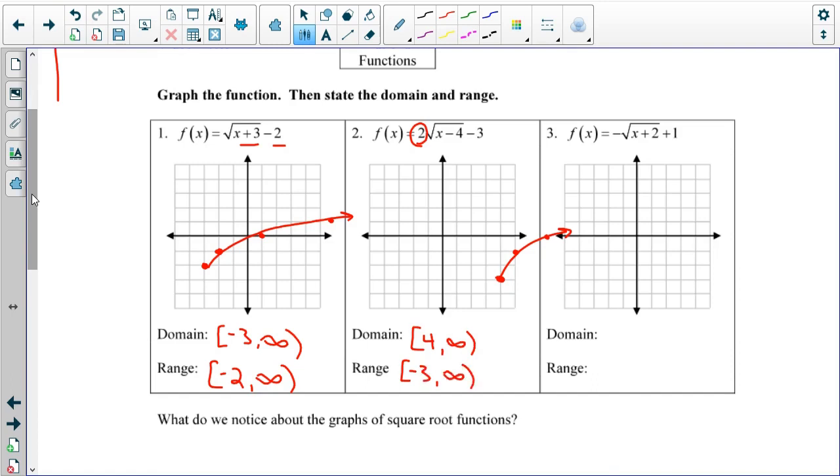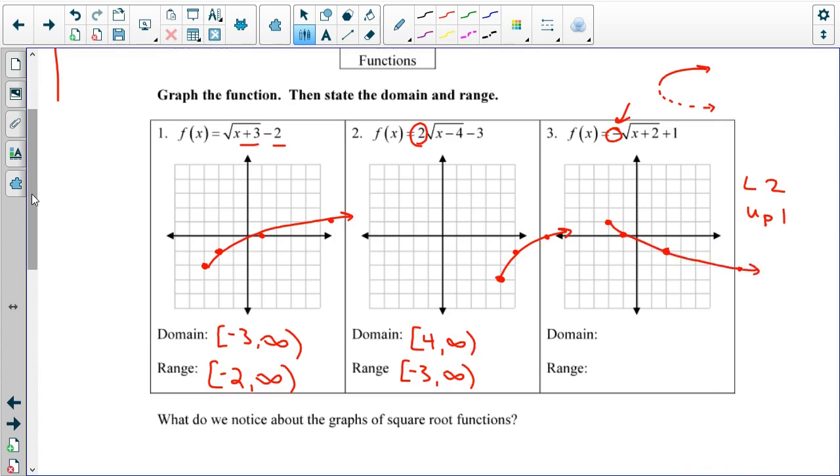Problem 3, I have a left shift of 2 and an up shift of 1. So I'm 2 to the left and then 1 up. And then I have a vertical reflection. That means the normal graph is going to be mirrored on the other side since I have the negative in front. So it's over 1, down 1, over 4, down 2, over 9, down 3. And so that's what my graph looks like.